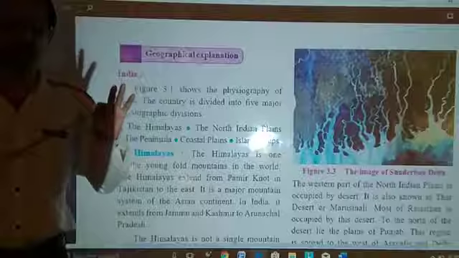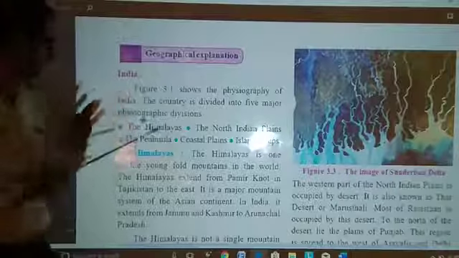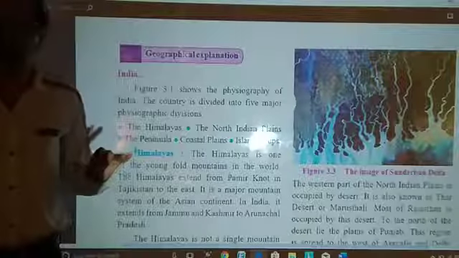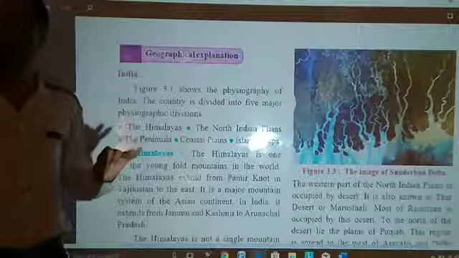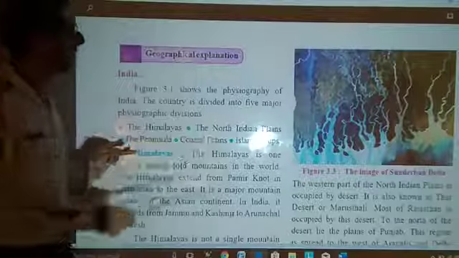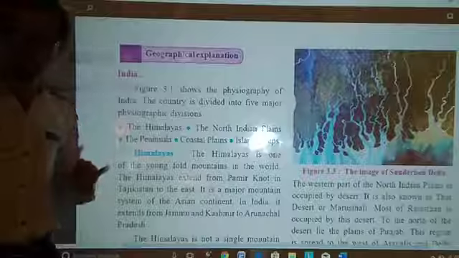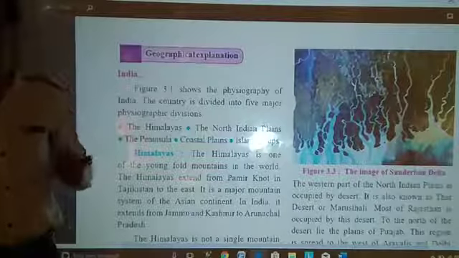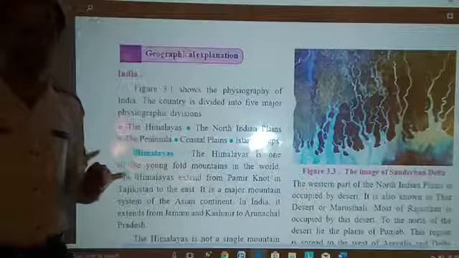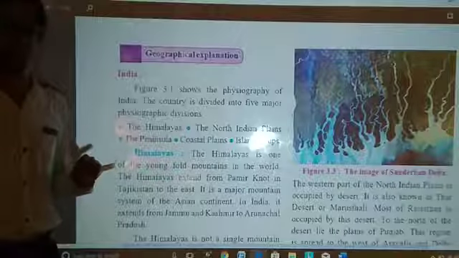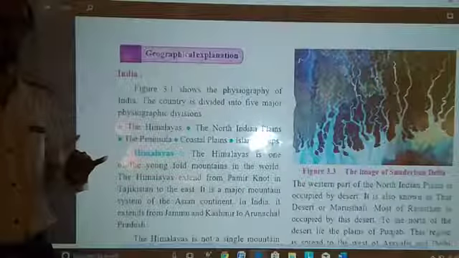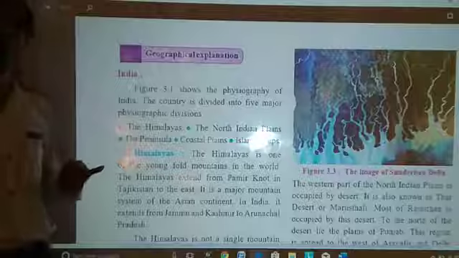First one is Himalaya. Second one is North Indian Plain. Third one is Peninsula or Peninsular region, which is known as the Indian Peninsula. Then the fourth one is coastal plain: eastern coastal plains and western coastal plain. Near the Arabian Sea is the western coastal plain, and near the Bay of Bengal is the eastern coastal plains.